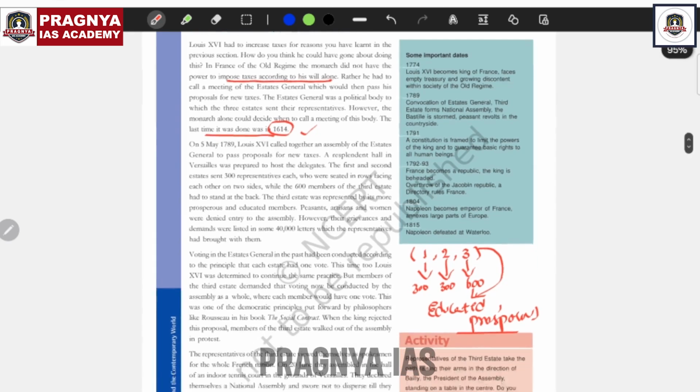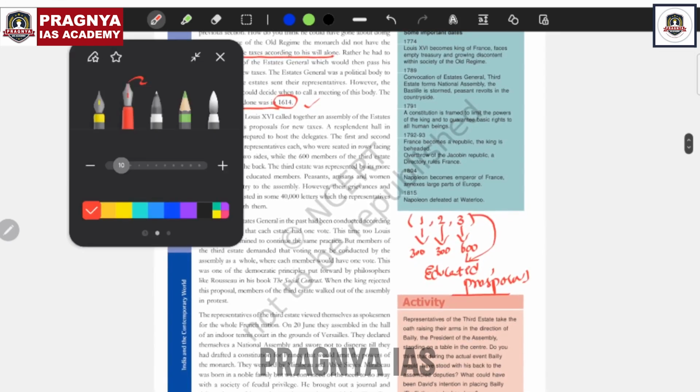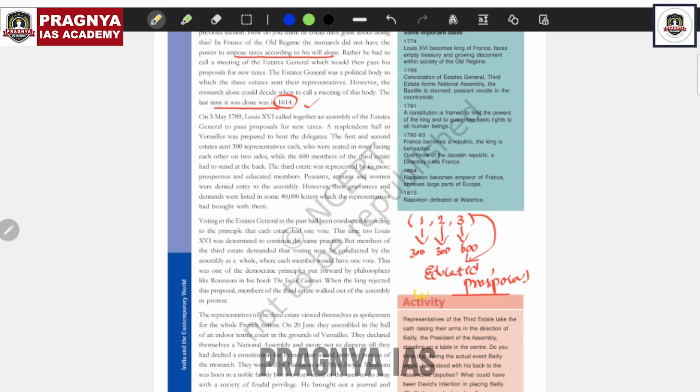But interestingly, women, peasants, and artisans, these three groups were denied entry, but their requests were also accepted in paper form. Voting in estates has generally been conducted according to the principle that each estate has one vote.